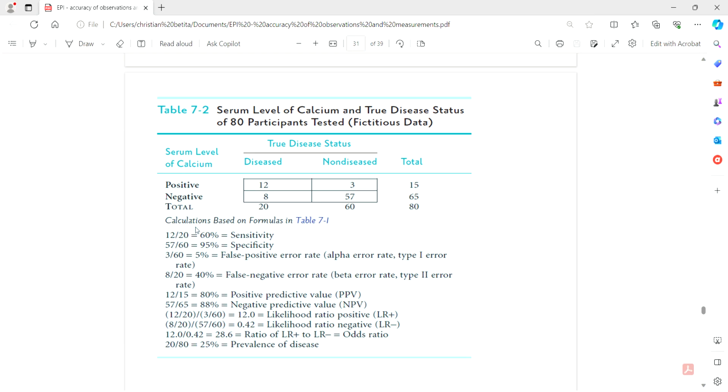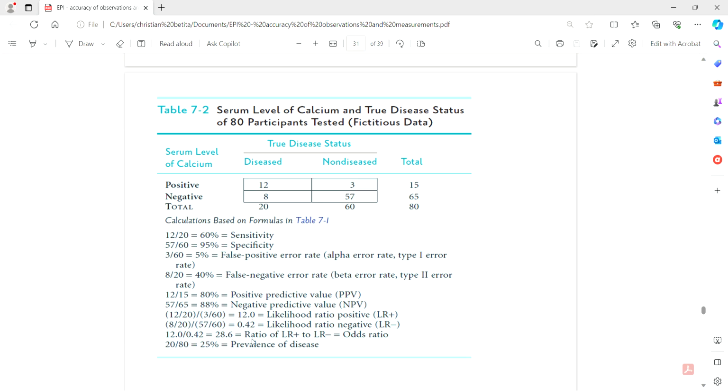Okay. So sensitivity is 60%, specificity is 95%. The false positive error rate is 5%. False negative error rate is about 40%. Positive predictive value is about 80%. Negative predictive value is around 80%. LR positive is 12, which is more than 10 and therefore significant. LR negative is greater than 0.1, so not that significant.